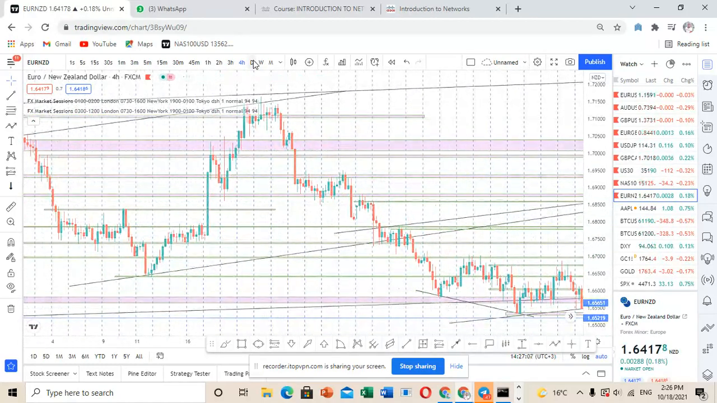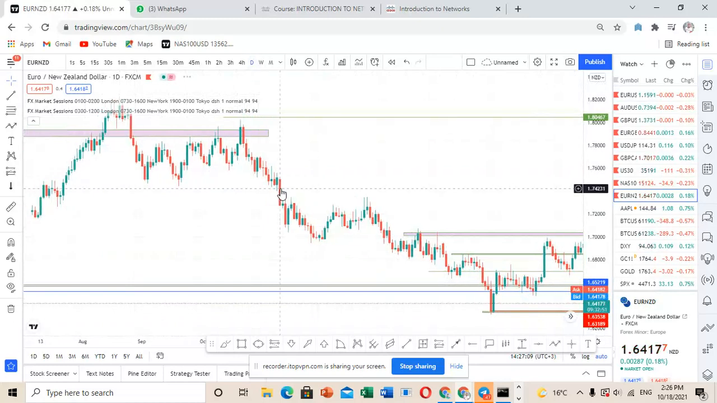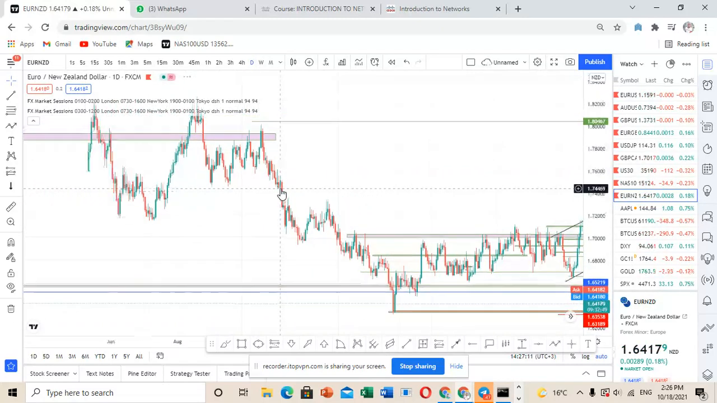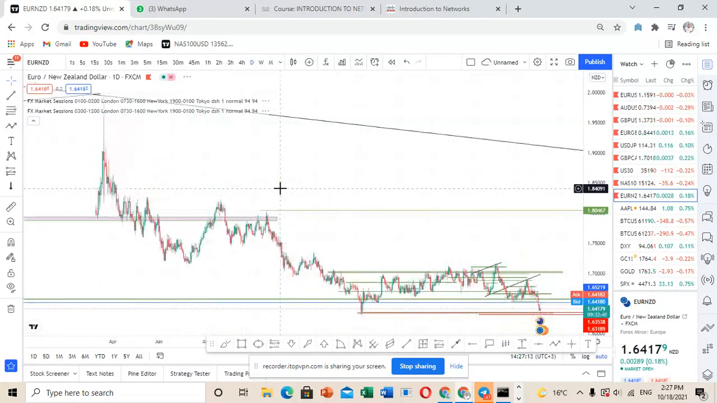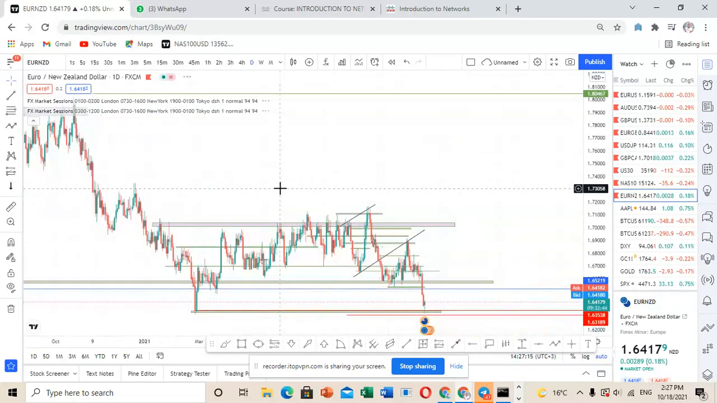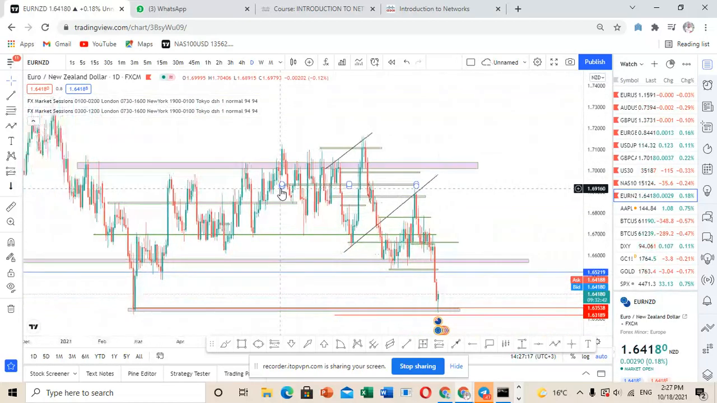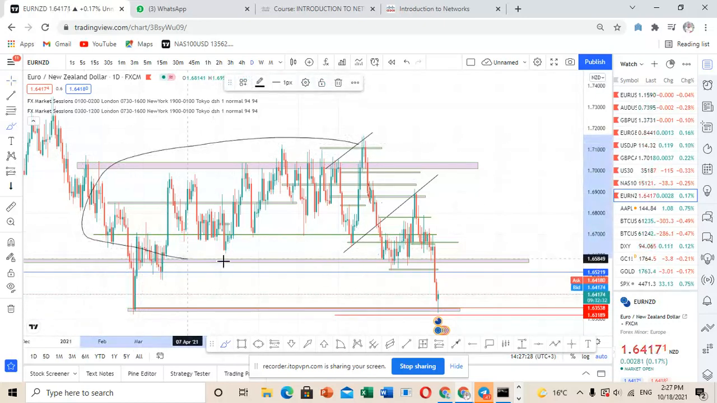So I'm going to move to the daily time frame so that you can understand what is currently happening. Looking at the market from the daily time frame, you can see that we are at some sort of consolidation. The markets are consolidating between these areas that are here.